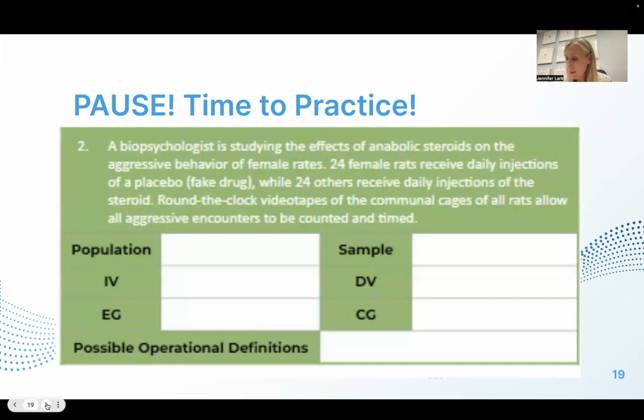And the dependent variable, it looks like they're going to be doing an observational study of aggressive behavior, where they're probably going to be tallying instances of aggressive behavior like bites or clawing or something else like that. And they can define that however they want, as long as they define it and measure it consistently. All right, 2 more. Let's try 2 more.